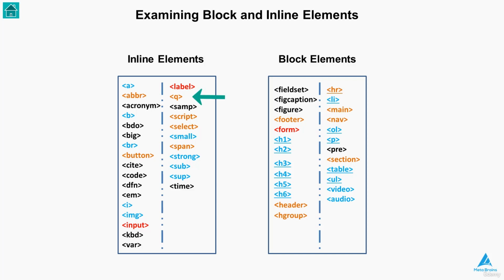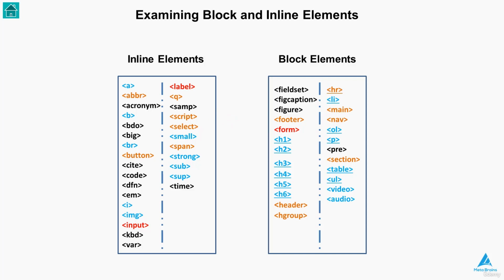The Q tag is used to designate that the enclosed text is a short quotation. The browser will insert a quotation mark around the quotation. Samp tag is used to define a sample output from a computer program. Script tag is used to make any type of script. The select tag helps us to select anything. It's also useful in forms.